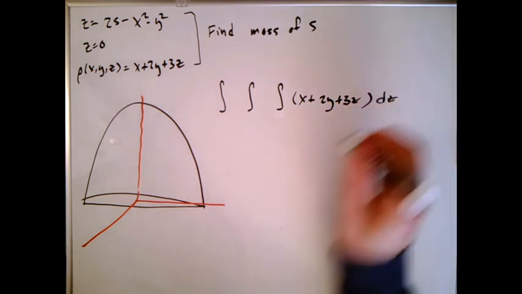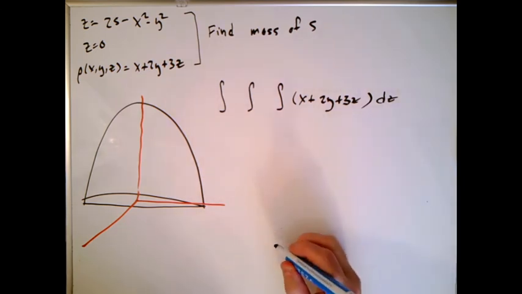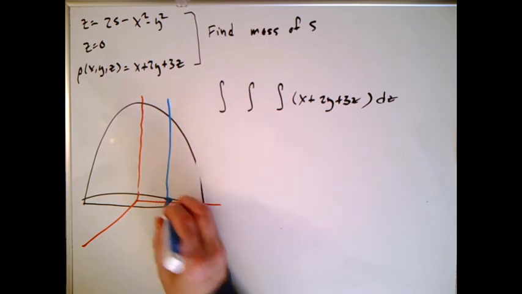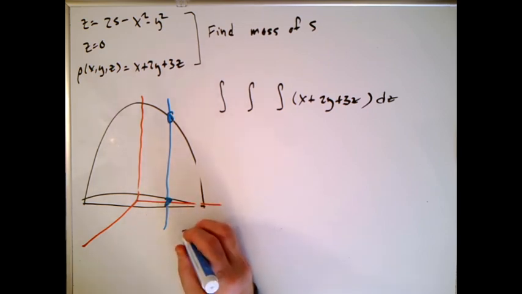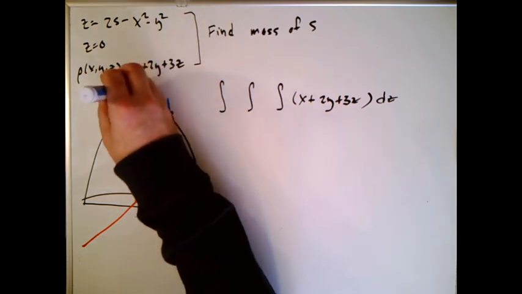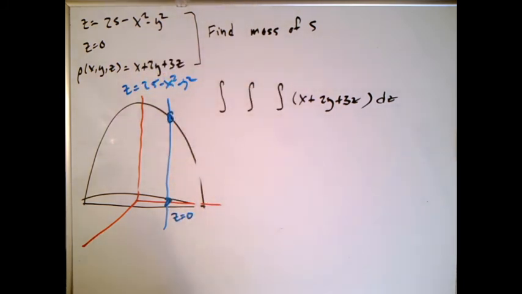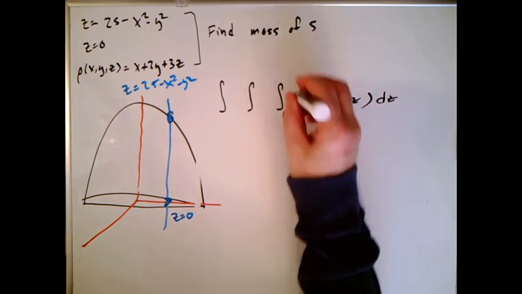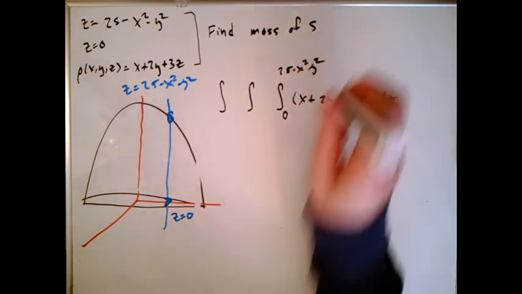Now, following the pattern that we do for rectangular coordinates with double integrals, I want to start drawing lines that are parallel to the z-axis. So, for example, here's one, parallel to the z-axis. And I want to know what is z as that line enters the region, and what is z as that line leaves the region. Well, when it enters the region, it's entering at z equals 0. It's leaving at the bowl, 25 minus x squared minus y squared, like that. And so I can put in the limits of integration. This is going to be 0. This is going to be 25 minus x squared minus y squared.